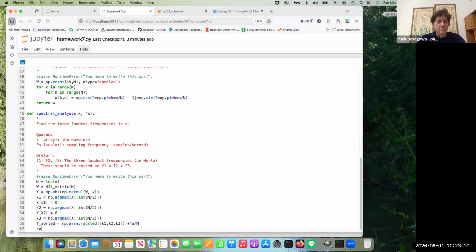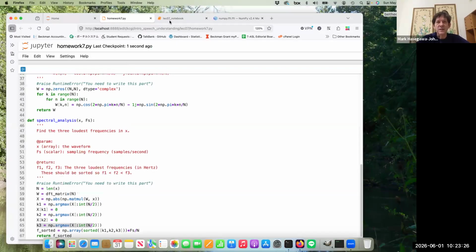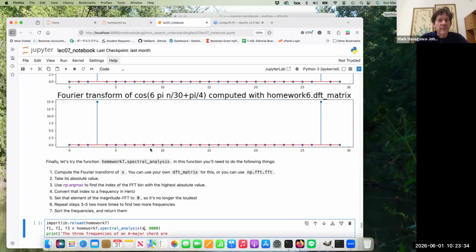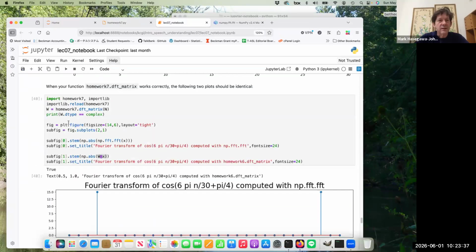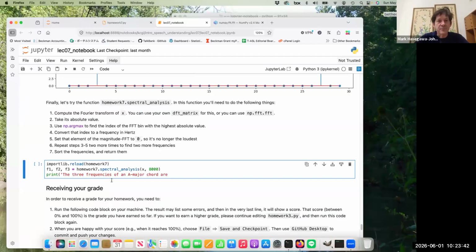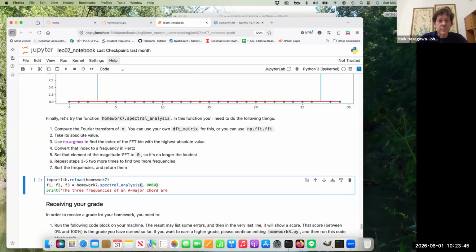I think that's what we want to return. So we have three frequencies, the three peak frequencies of the chord, and we want to return those frequencies in hertz. Let's go and see if that gives us reasonable values. Here we have F1, F2, and F3. We have X is equal to, let me take the major chord actually. Let's just take the major chord and let's find out what its three major frequencies are.